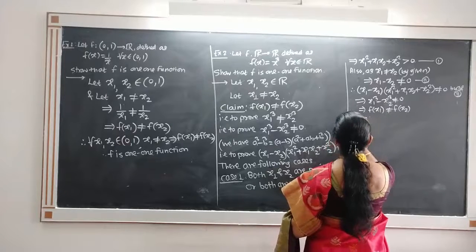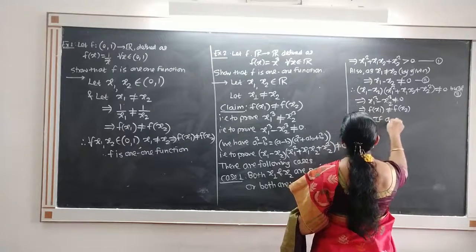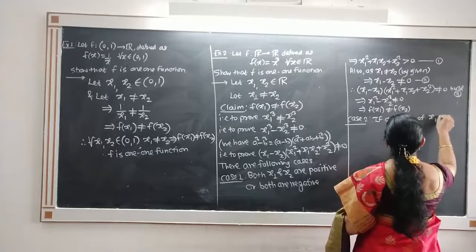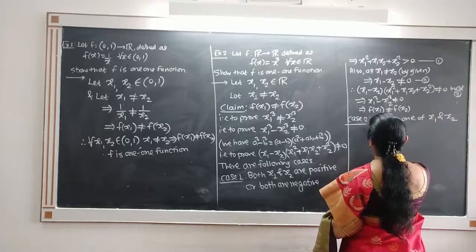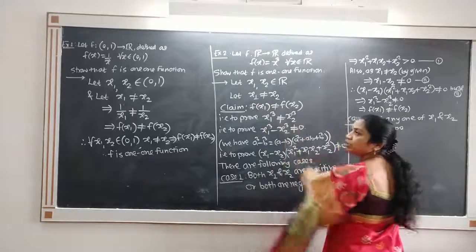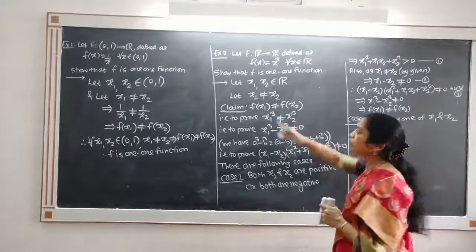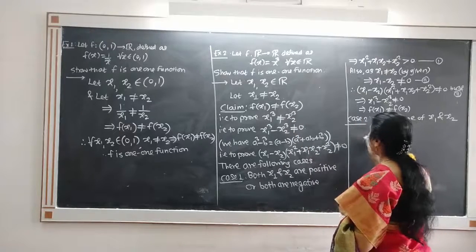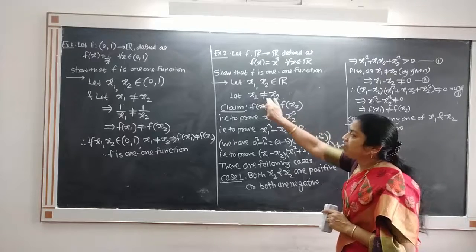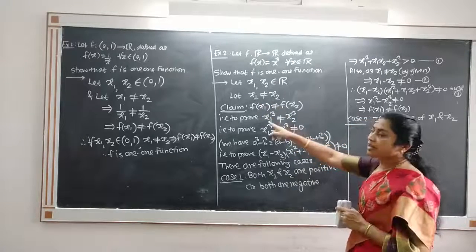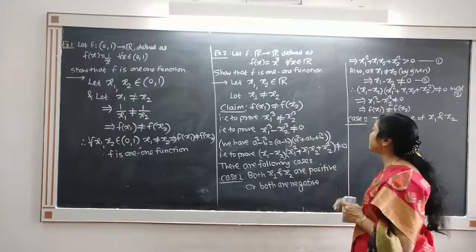Second case, if any one of x1 and x2 is 0. Both cannot be 0 because we have been given that x1 is not equal to x2. So any one of them can be 0. If any one is 0, that is, x1 or x2 is 0, obviously either x1 cube is 0 or x2 cube is 0.